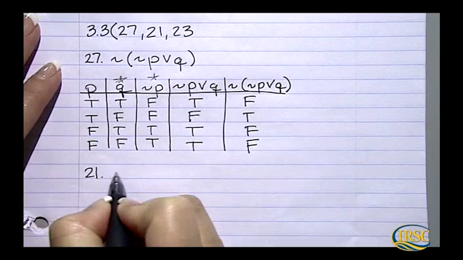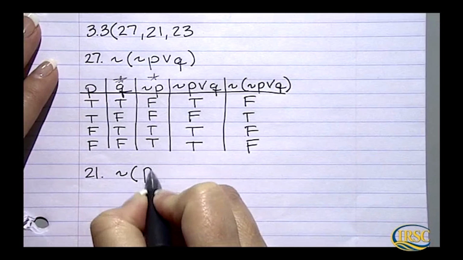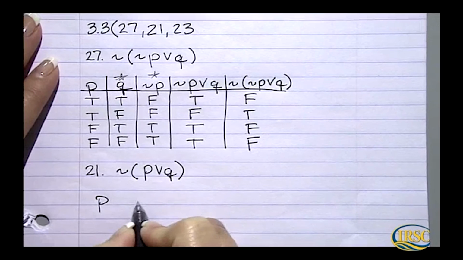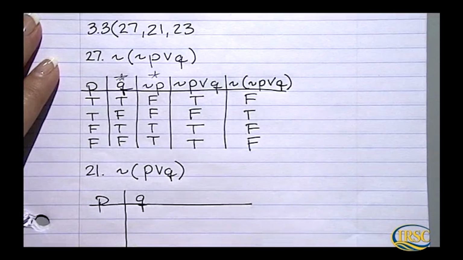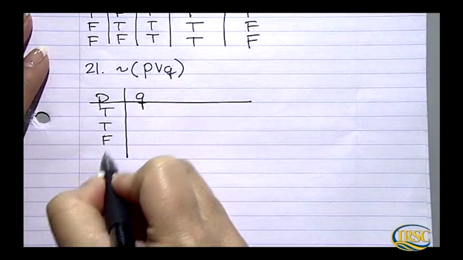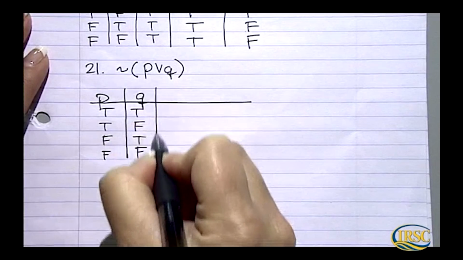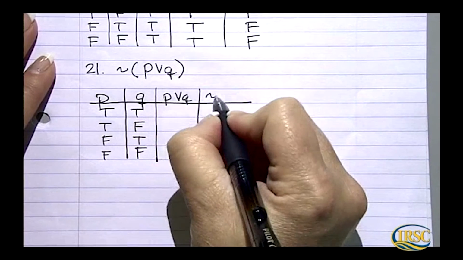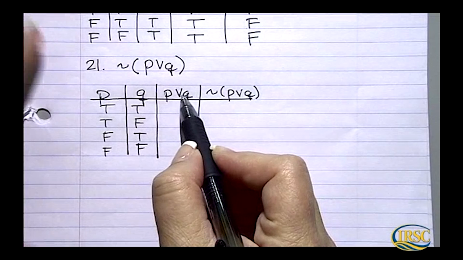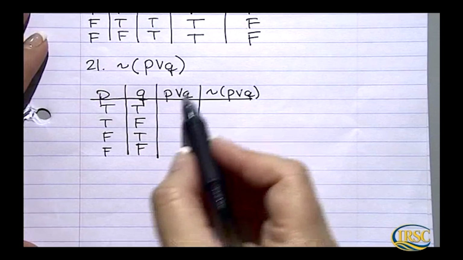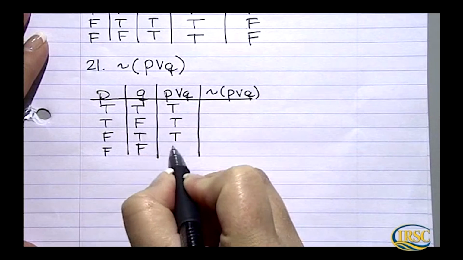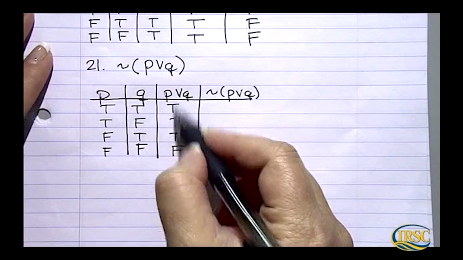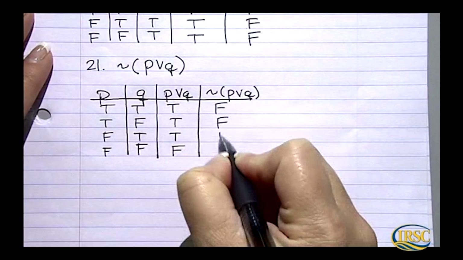Number 21 is similar, where you're creating a table for the negation of P or Q. And they already did part of the table for you. They set up your P and Q. They showed you that you have 4 rows. And then they went ahead and put the headings in each column. We need an or statement, and we just talked about how that's only false when they're both false. So we have true, true, true, and then the last column is the only time when they're both false. And now this negation outside parentheses means I want the opposite of that or statement. So false, false, false, true.